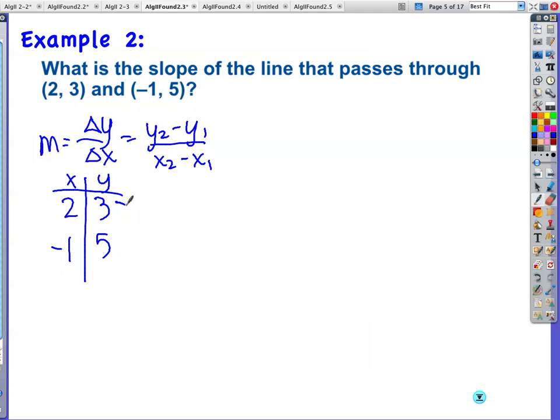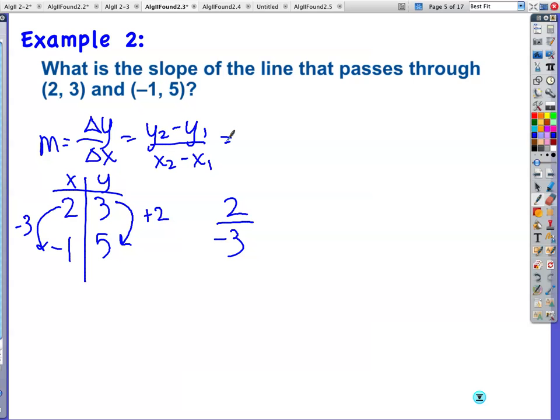What's the change from 3 to 5? You have to add 2. What's your change from 2 to negative 1? You have to subtract 3. Your change in y is 2. Your change in x is negative 3. Okay, that's one way to do that.